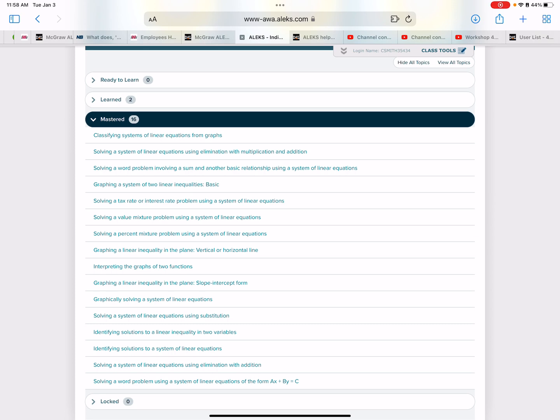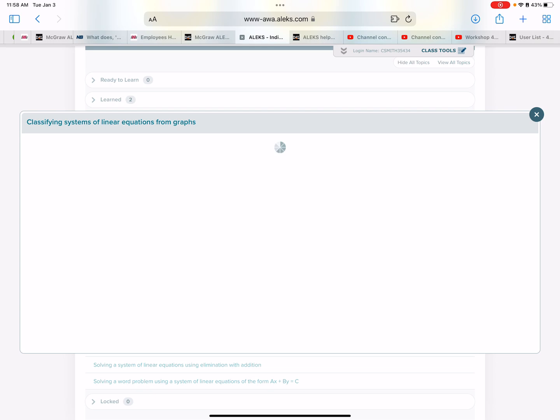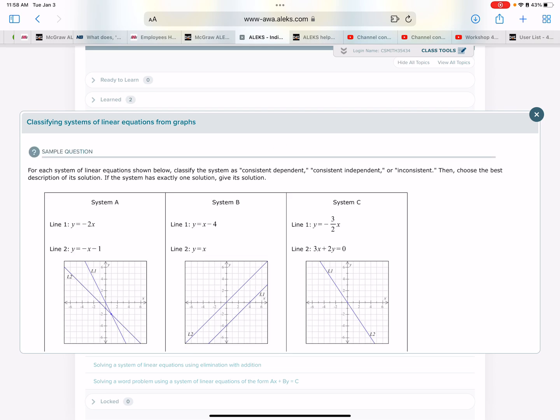Okay, let's go ahead and look at the first topic: classifying systems of linear equations from graphs. So we're just going to identify what type of systems of linear equations they are. Let me go through the types of systems we could have. First of all, system A, you've got two lines that cross at one point. System B, you've got lines that do not cross at all. And then system C, you have what appears to be one line, but what it actually is two lines sitting directly on top of each other.